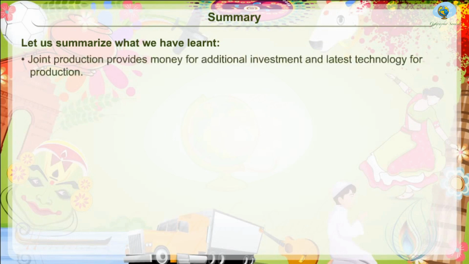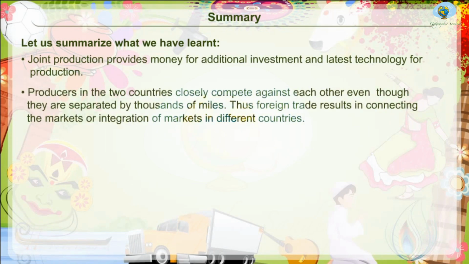Summary. Let us summarize what we have learned. Joint production provides money for additional investment and the latest technology for production. Producers in the two countries closely compete against each other, even though they are separated by thousands of miles. Thus, foreign trade results in connecting the markets or integration of markets in different countries.